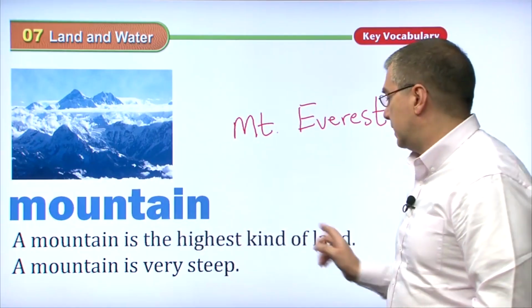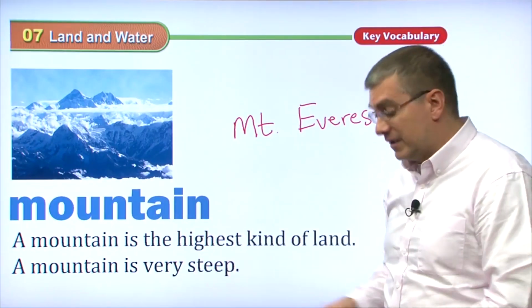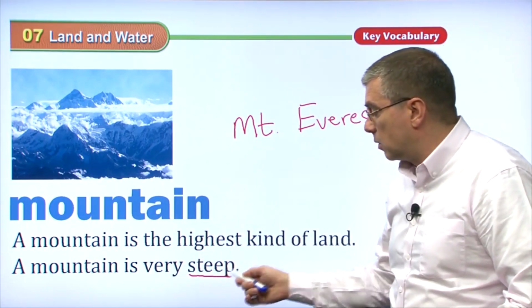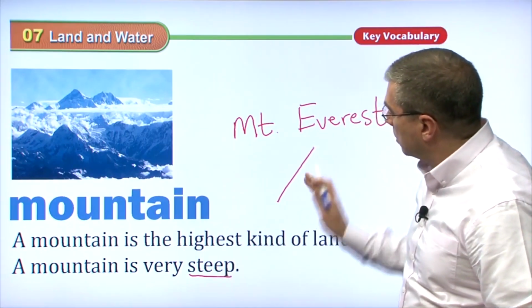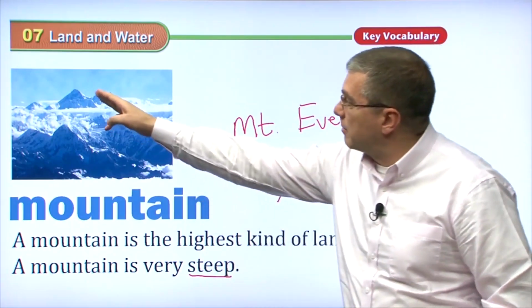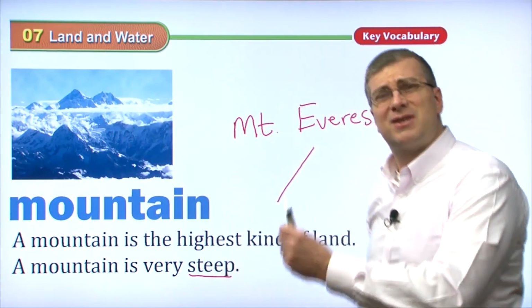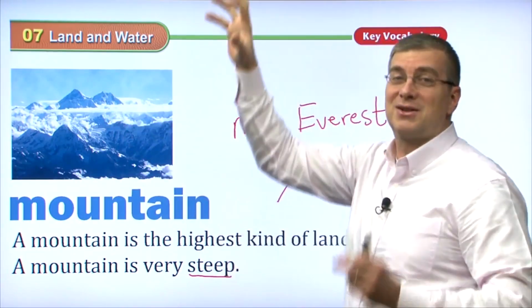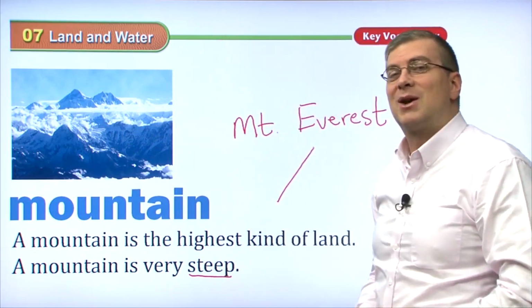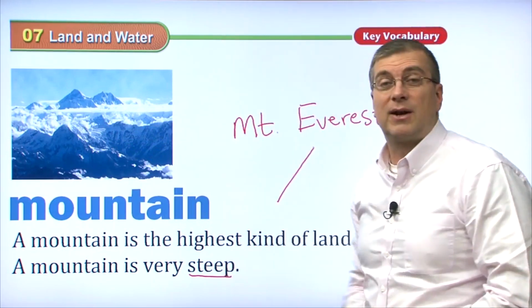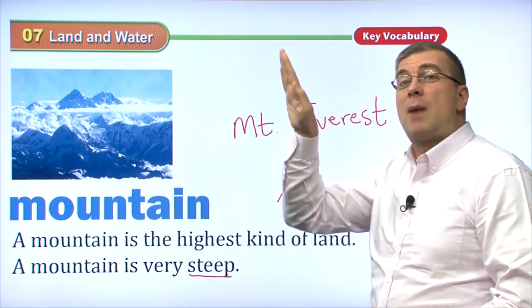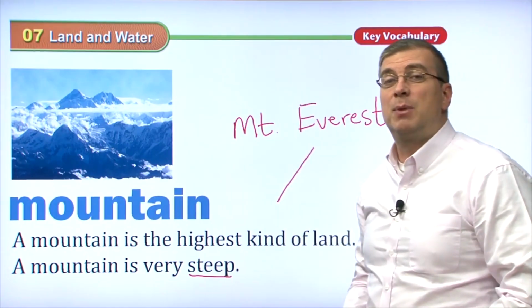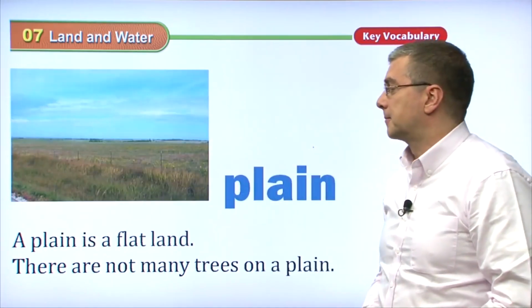A mountain is the highest kind of land. A mountain is very steep. Steep is a good word. Steep means it has a very strong angle going up like this. If you look at the mountains, they're very steep. That means it's very hard to climb them, right? Sometimes you have to climb them like this. You have to climb the mountains because they're very steep. Their sides go up very quickly. They are steep mountains. Okay.